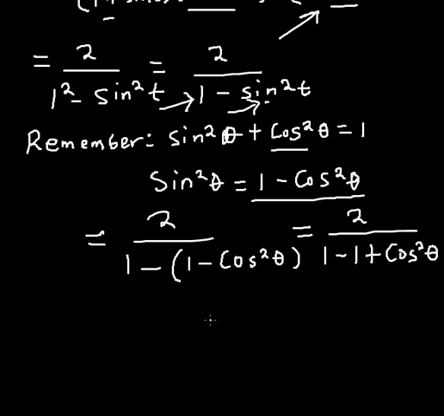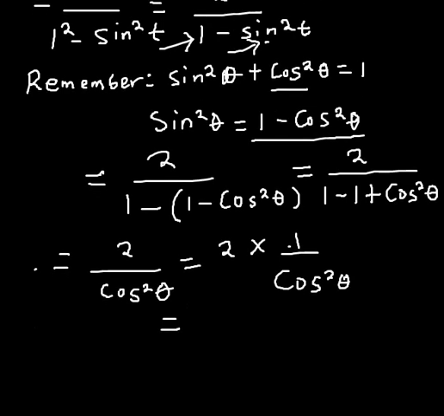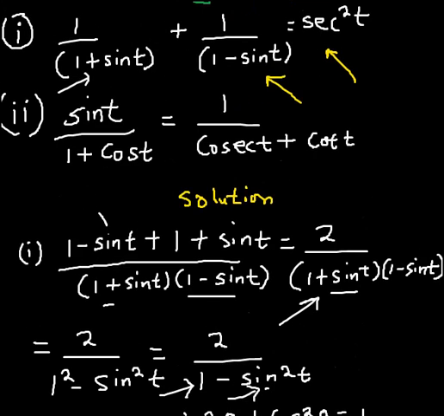1 minus 1 is 0, okay? So I'm left with 2 all over cos square theta. And of course, this is the same as saying 2 times 1 all over cos square theta. This will still give me this, all right? And of course, 1 all over cos square theta, we already know that is the inverse, inverse trigonometry, that is sec. So that's going to be 2 sec square theta, and that has proven that.